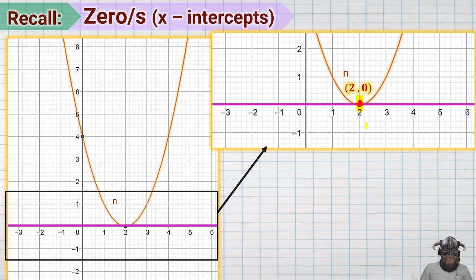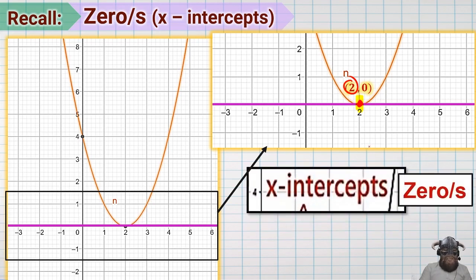So in this case, to identify the value of the x-intercept, all you need to do is to focus on the x-coordinate of that point. Because your parabola only intersects the x-axis once, that means we only have one x-intercept or zero on this parabola. So that is 2 only. There are no other values because it only intersected the x-axis one time.